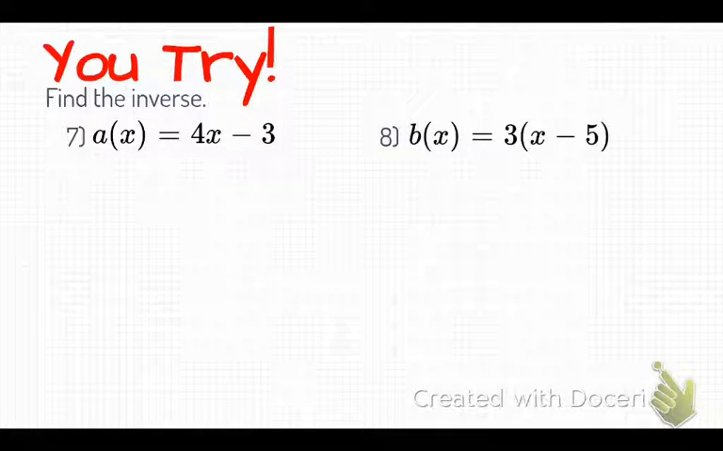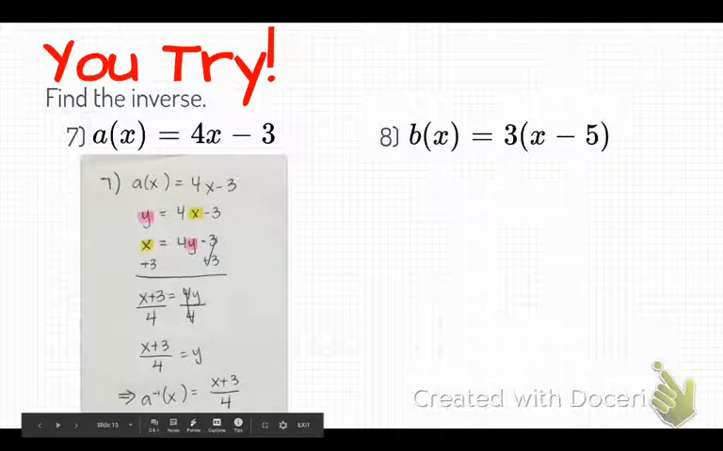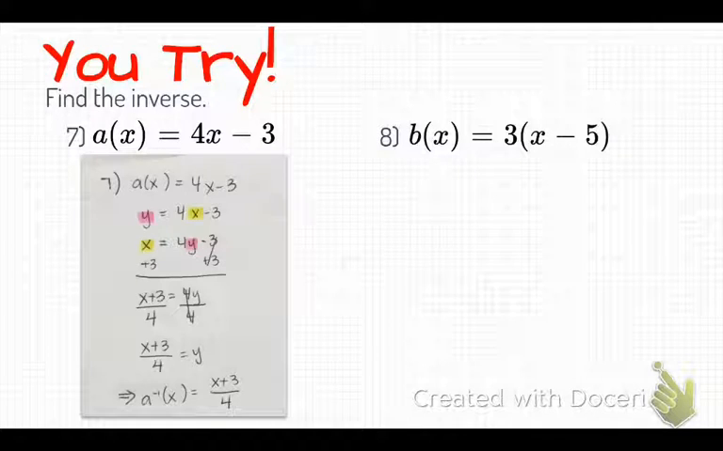Okay. Okay, let's check our answer to number 7. Is this what you got? A inverse of x equals x plus 3 divided by 4. Yeah? Okay, are you done with 8? Okay, if you're not, keep working. If you are, I will start working this one out because it doesn't have an answer that pops up. So, let's see.